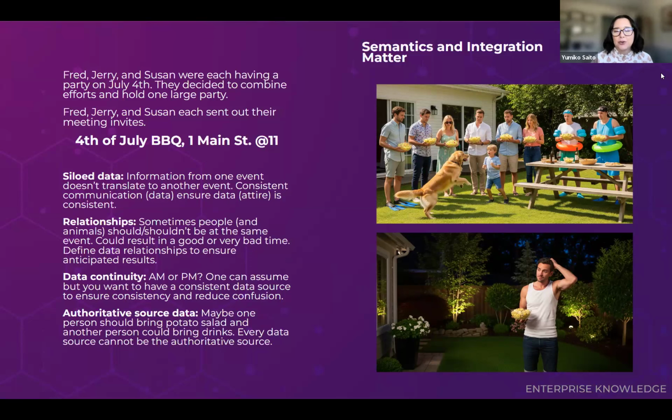And then authoritative data sources are also really important as well. You can't have each application saying that they have the authoritative data source, because then that means that nobody is actually the authoritative data source. So you want to be able to identify the authoritative data sources, and in this case, identify who's bringing the potato salad, so that you don't have an influx of potato salad, basically. You don't want to have an influx of pseudo authoritative sources. You want to make sure that you're capturing accurate data.